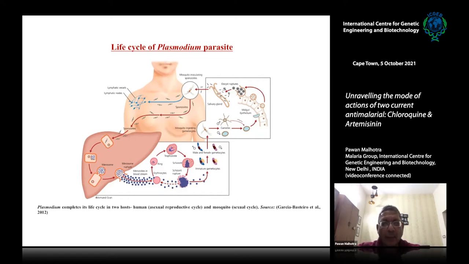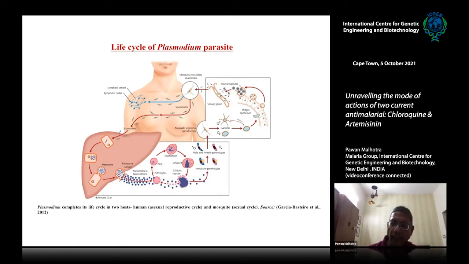In the human host itself, there are two sites where the parasite infects. One is the liver and the other is the RBC stage. And surface proteins also undergo a lot of polymorphism in parasites. Second, in the second host, the mosquito, we are now seeing a lot of resistance coming to insecticides.